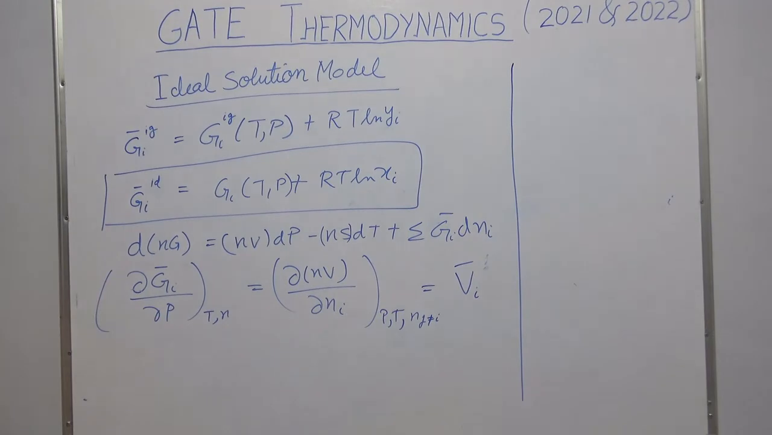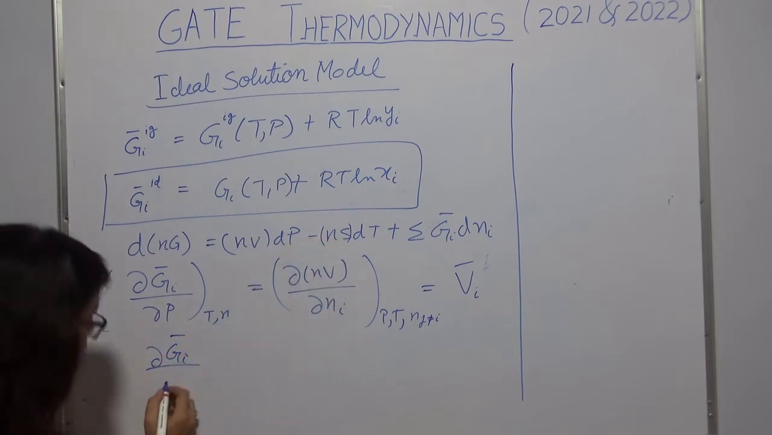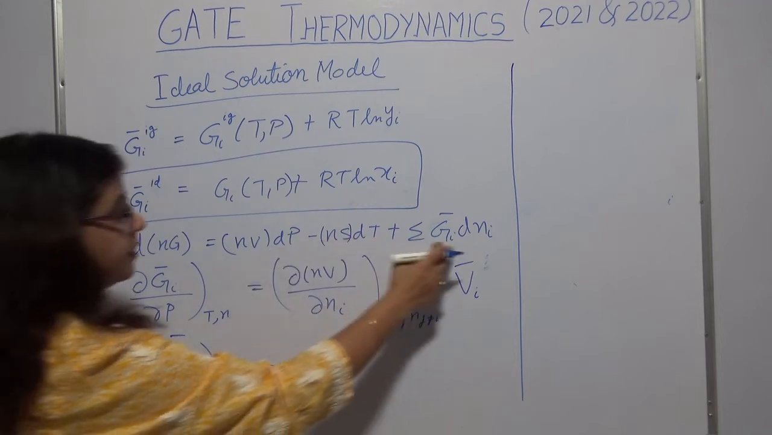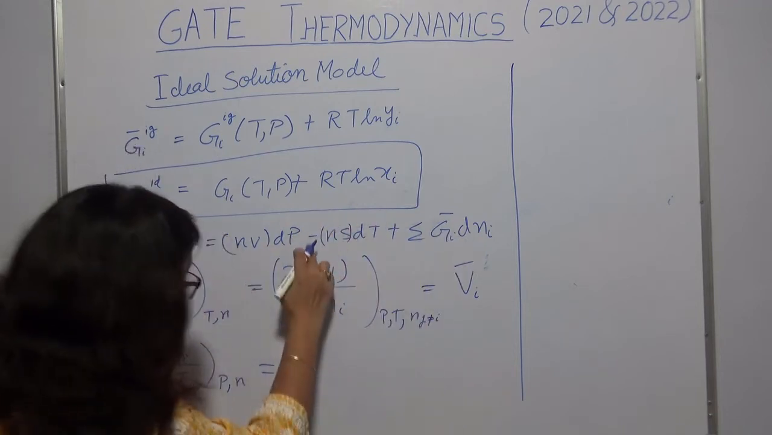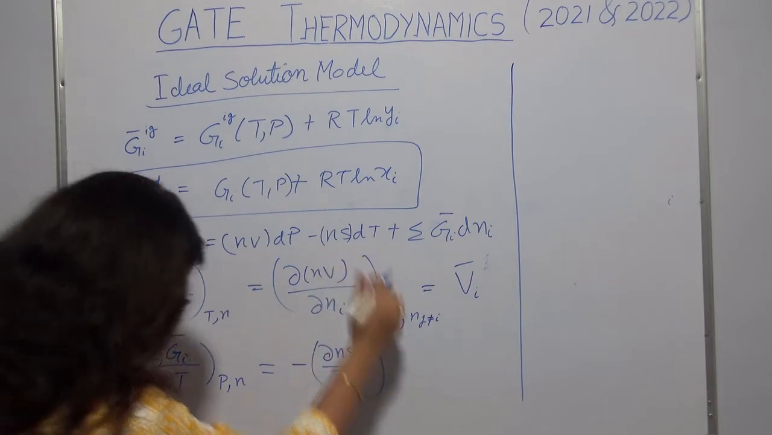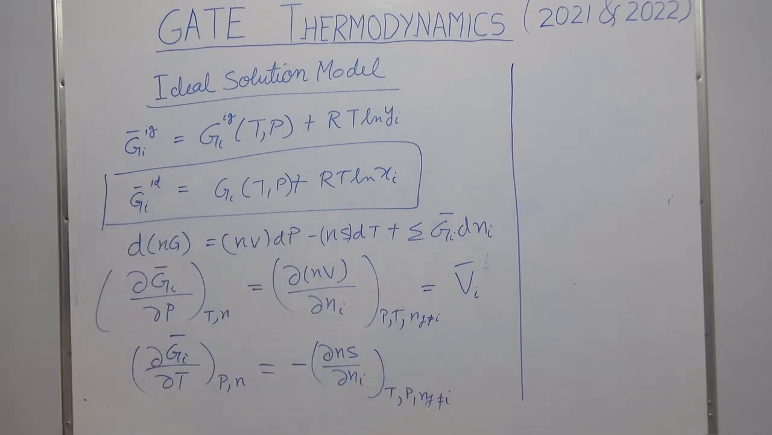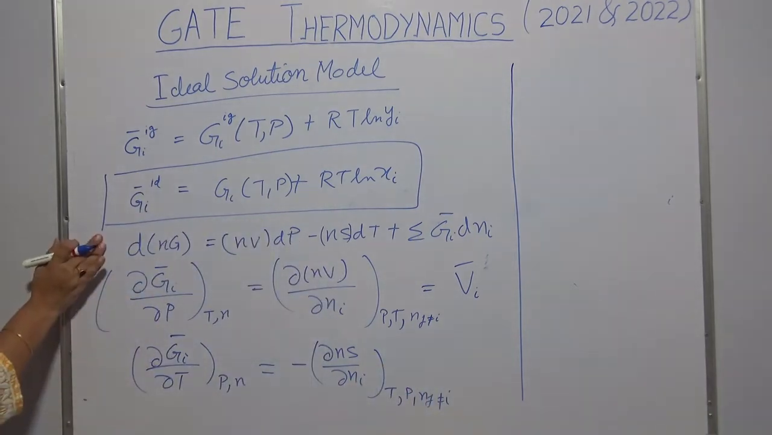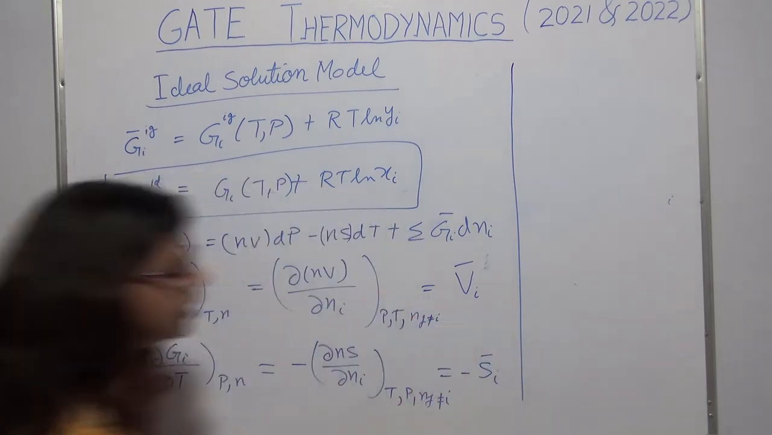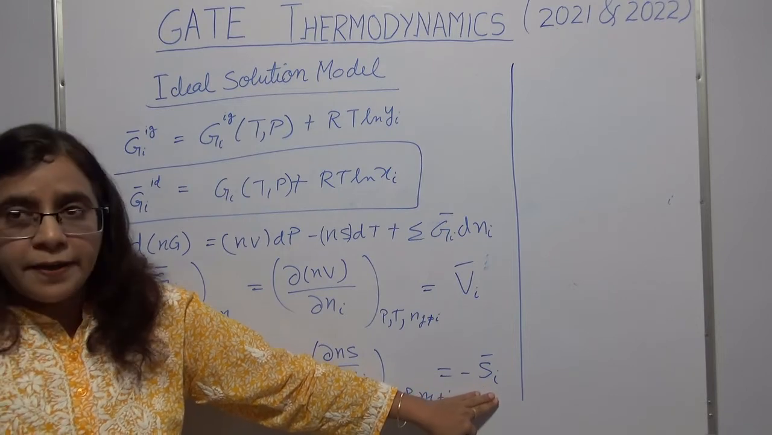Fine. Now let's write another Maxwell relation, which is ∂Gi bar upon, now I am going to take derivative with respect to T at constant P and N, and that will be equal to minus ∂(nS) by ∂Ni, and I am keeping T, P and Nj constant, where j is not equal to i. So these are the two Maxwell relations which I can write from this equation. Now this is nothing but minus Si bar, that is my partial molar entropy of species i.